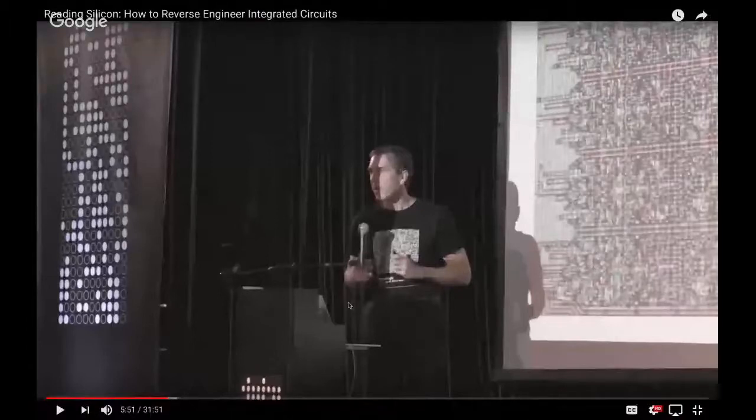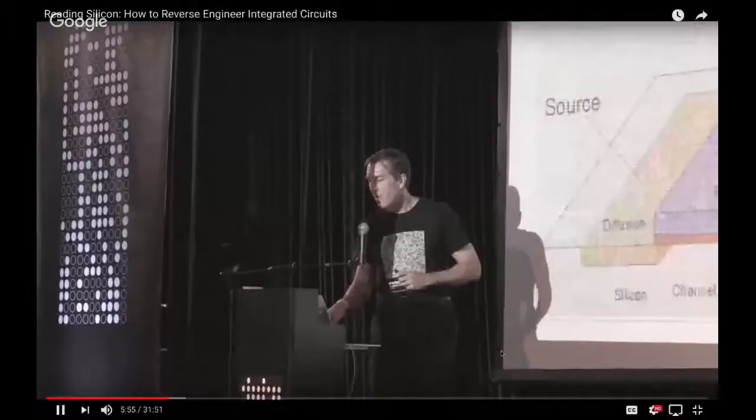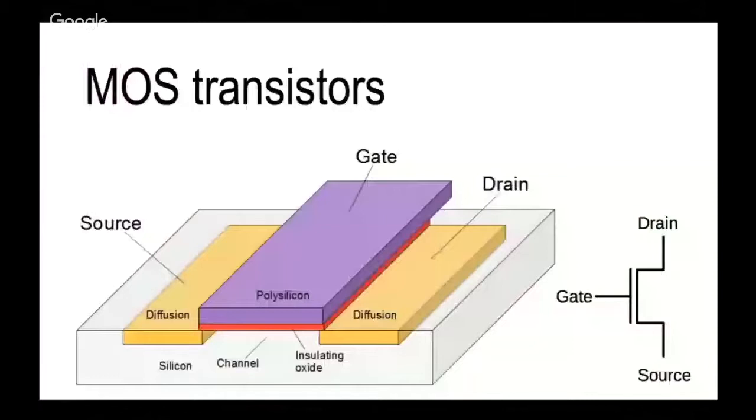To learn more, we have to dive down into the transistor level. So I'll give you the quick description of MOS transistors. For our purposes, we can consider it basically a switch. And when the gate is on, we'll connect the source and drain. When the gate is off, they're disconnected.